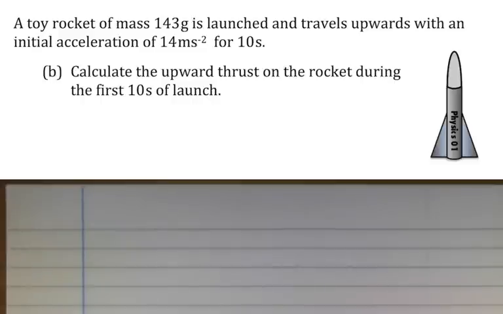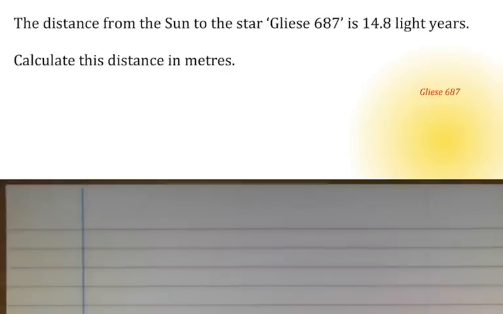So if I can just open up the last one, this one here, is relating to light years. Because the name has "year" in it, people get mixed up and think it's a unit of time. Of course, it's not a unit of time, it's a unit of distance. This question is saying the distance from the Sun to the star Gliese 687 is 14.8 light years. Calculate this distance in meters.